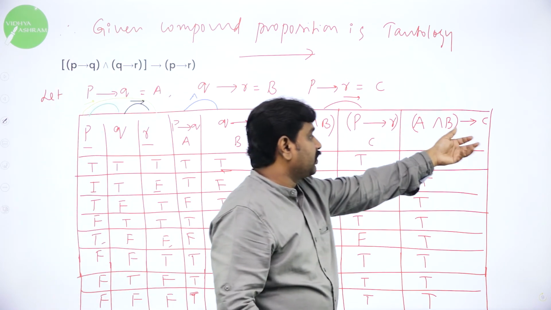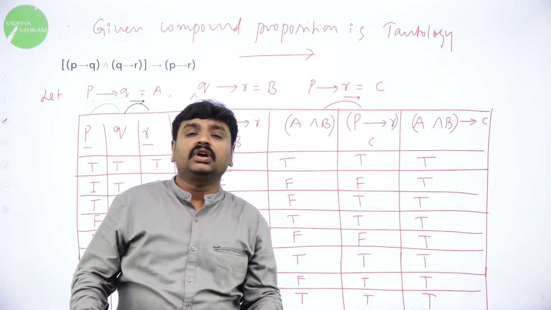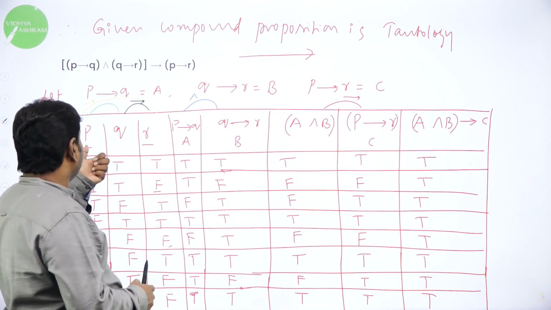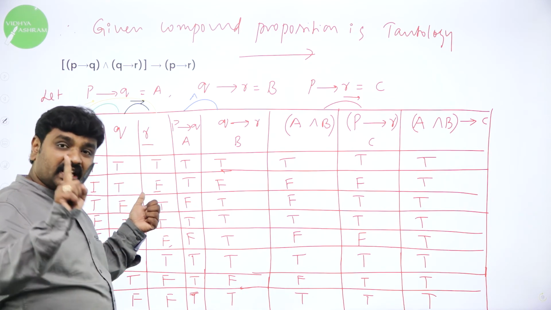Then A and B implies C. We have done it. We got all the values true. Therefore, the given compound proposition is what? Tautology. But how many combinations do we have? 3 propositions P, Q, R. So true, true, true. Then take any one false.